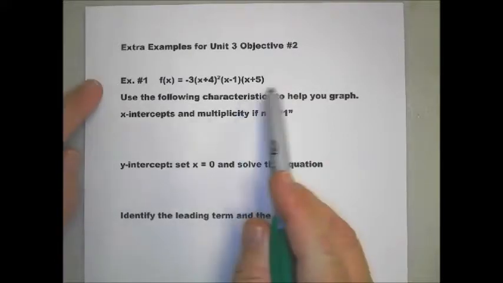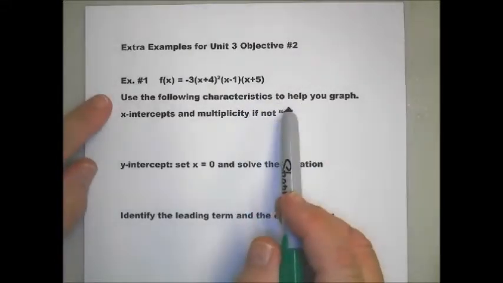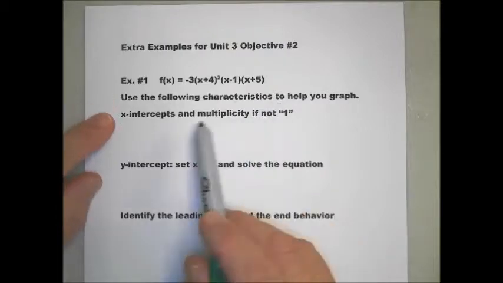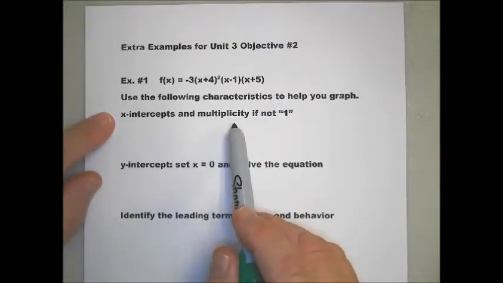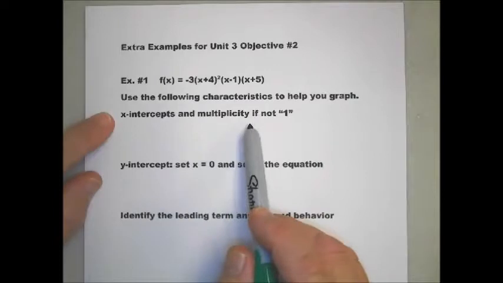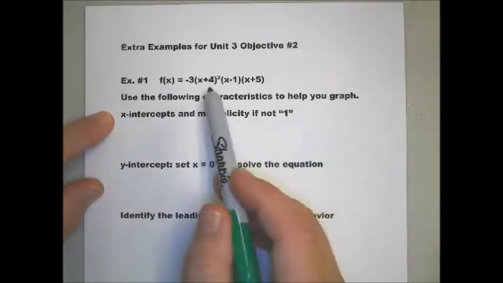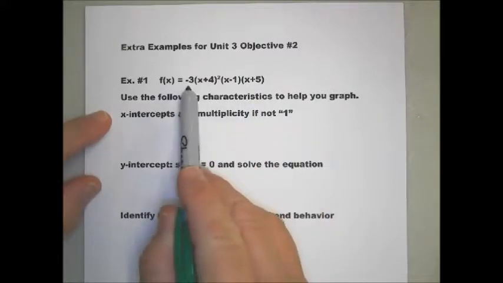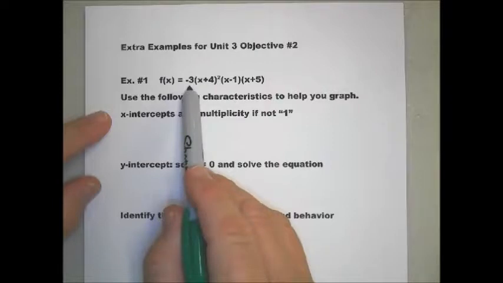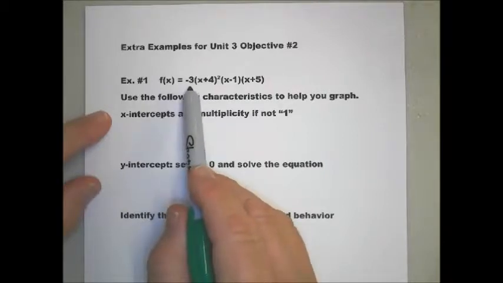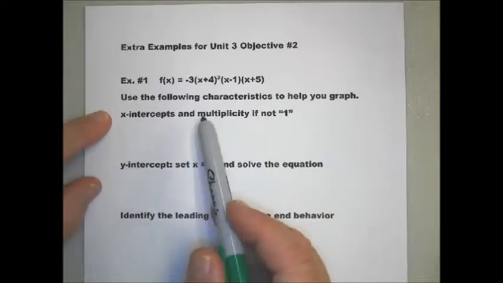So, example number 1, use the following characteristics to help you graph. Let's find the x-intercepts and let's note their multiplicity if not 1. So, in factored form, -3 is definitely one of the factors, but it doesn't help us get a solution because -3 cannot ever equal 0. So, even though it's a factor, it doesn't help us get a solution. So moving on to the next one.